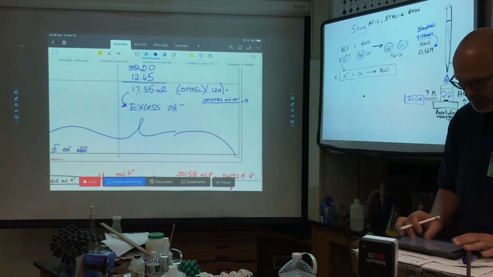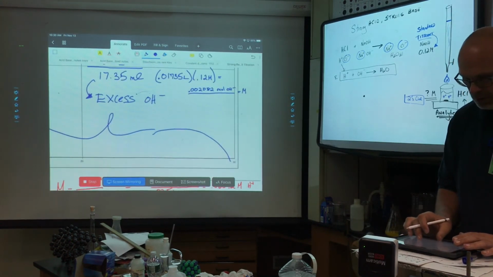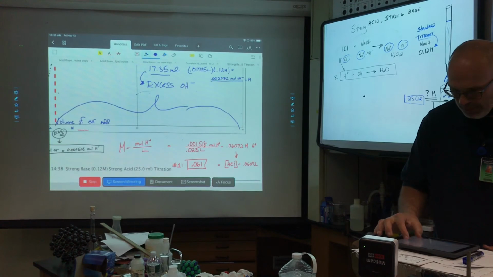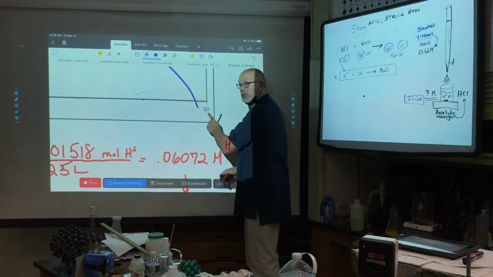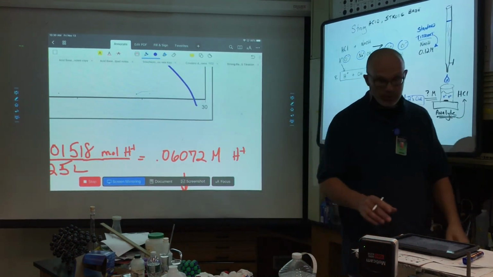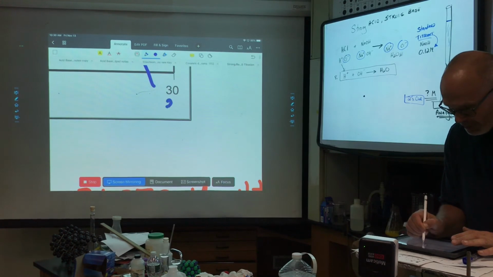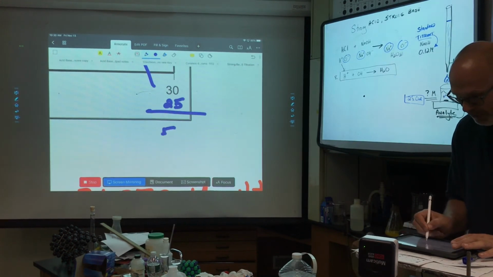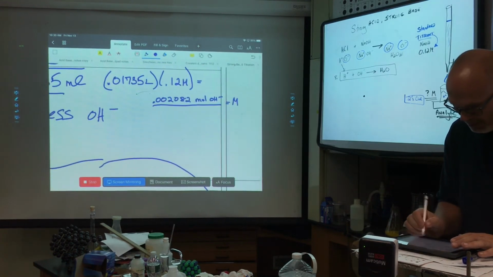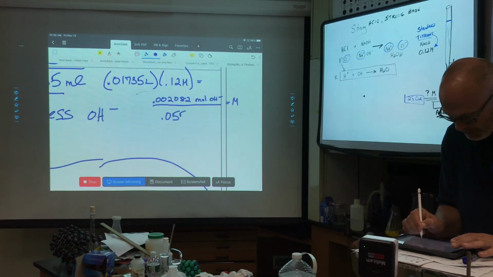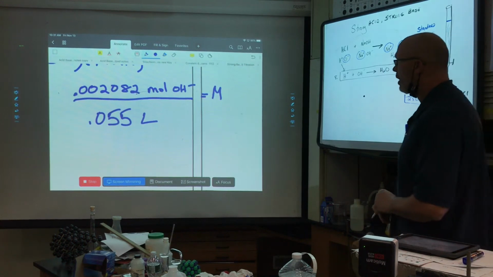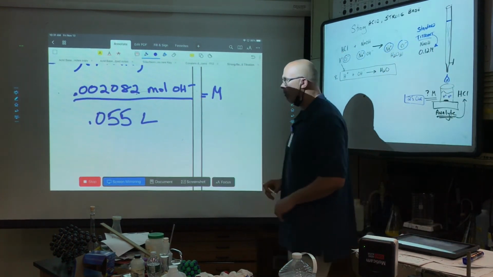Now, this is what's trickier. Pay attention. What volume do I use? I'm not going to use 17.35. Look at the graph. You have to understand. We added 30 milliliters of the base to what? 25 milliliters. So we're going to take 30 plus 25. The total volume is 55 milliliters. So we're going to divide by 0.055. That gives you the liters. Someone find me that number. 0.002082 divided by 0.055 liters.